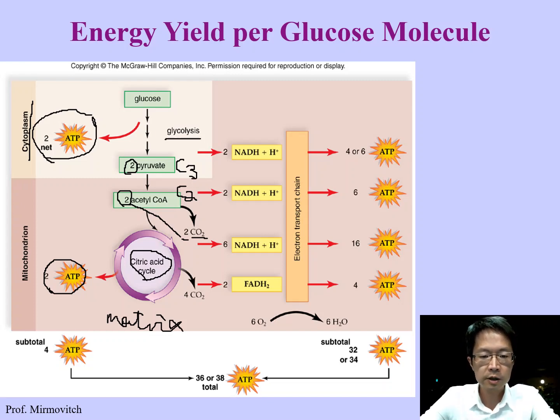So for the citric acid cycle, remember acetyl-CoA is a 2 carbon molecule. When this 2 carbon acetyl group goes through the citric acid cycle, it will become 2 carbon dioxide gas coming out. But because we have 2 citric acid cycles occurring simultaneously, we multiply by 2, and then we have 4 carbon dioxide here.